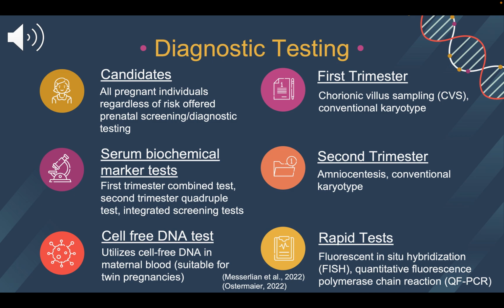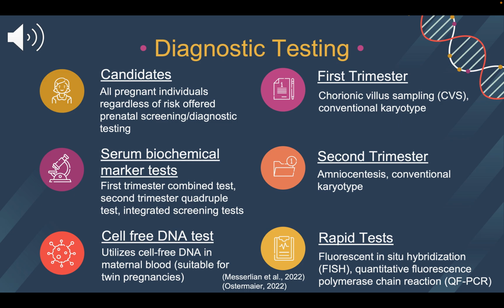Diagnostic testing. The diagnosis of Down syndrome is usually made by prenatal screening. If no prenatal screening is available, Down syndrome is usually recognized from the characteristic features present in the newborn that will be discussed later in the presentation. It is recommended that all pregnant individuals, regardless of Down syndrome risk, should be offered prenatal screening and diagnostic testing. There are different types of screening tests available based on individual recommendations.